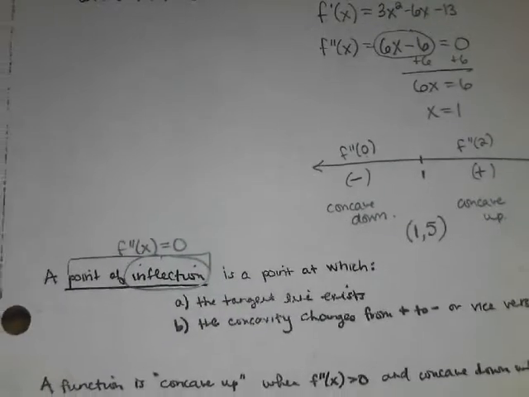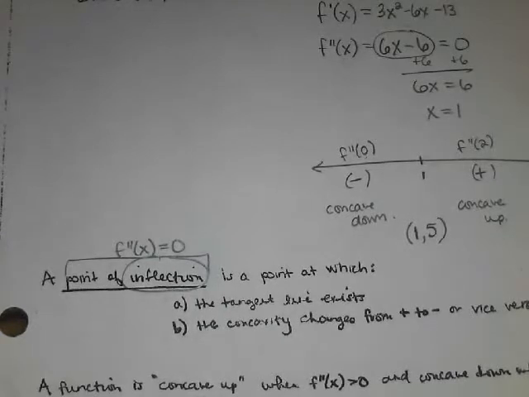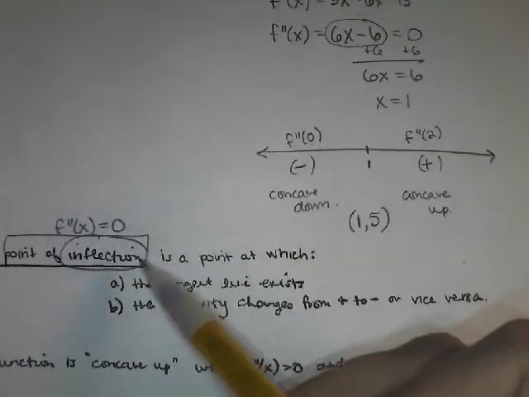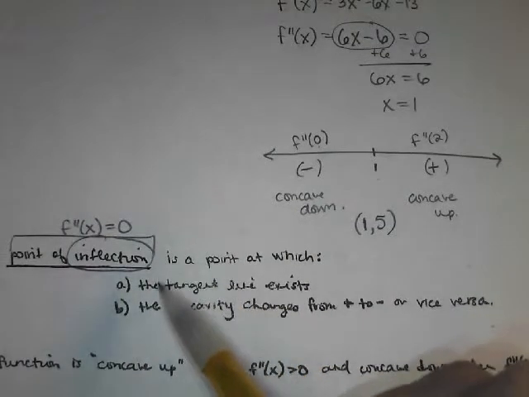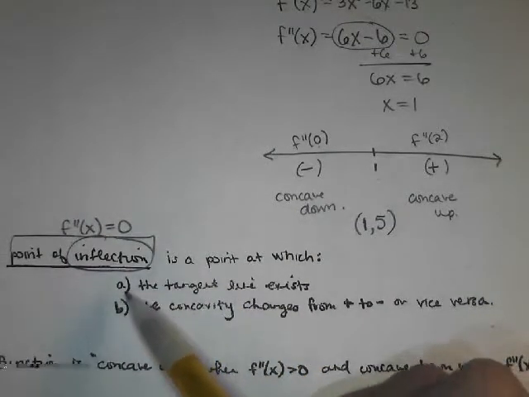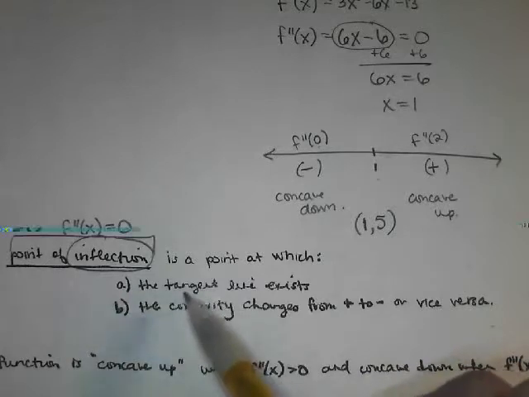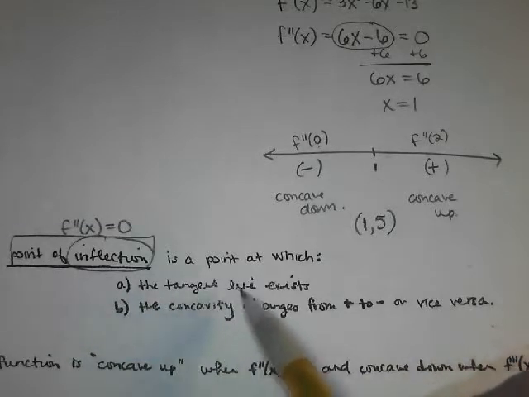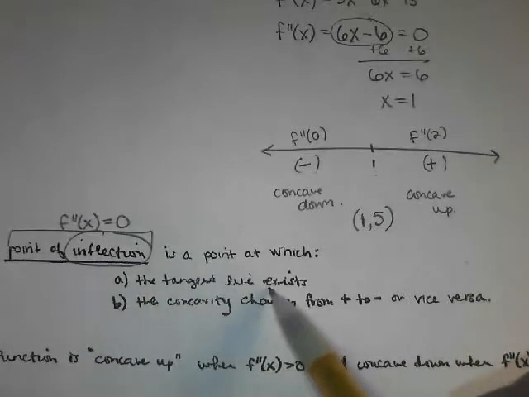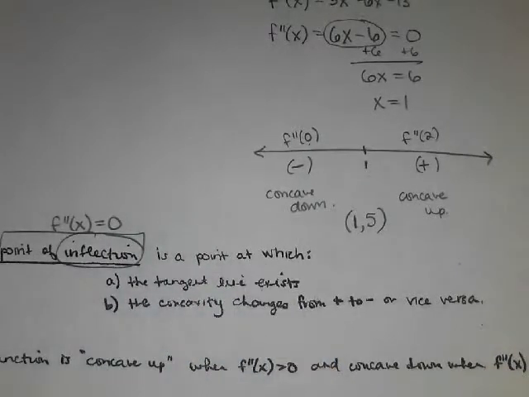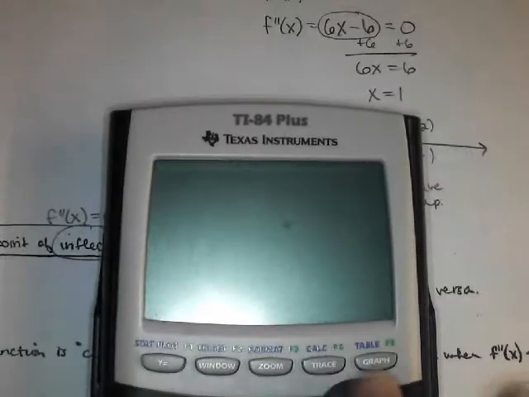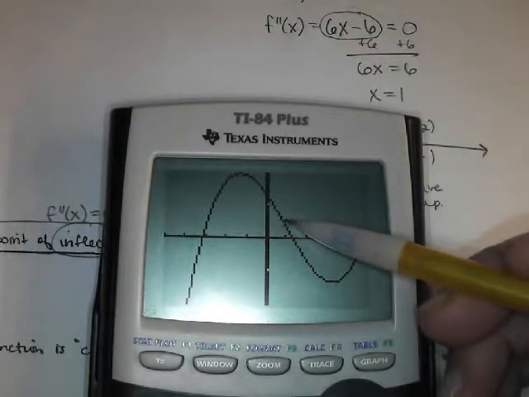Okay? Under really one condition. A point of inflection is a point at which the second derivative equals 0. This part A has to be satisfied, that a tangent line actually exists at that point. And we may or may not come across an example where a tangent line wouldn't exist at that point, but certainly if you look at this graph at 1, 5, we can definitely draw a tangent line there. So it does exist there.